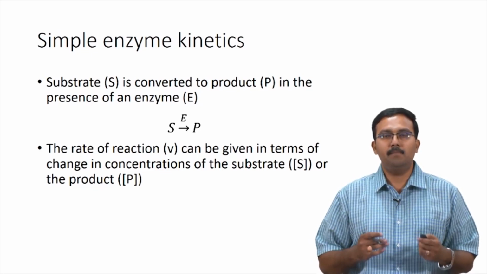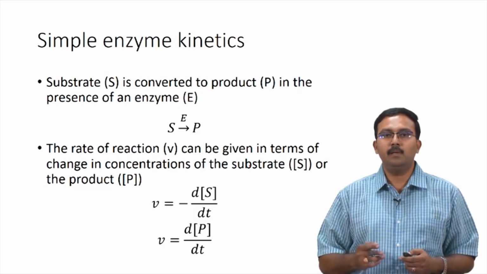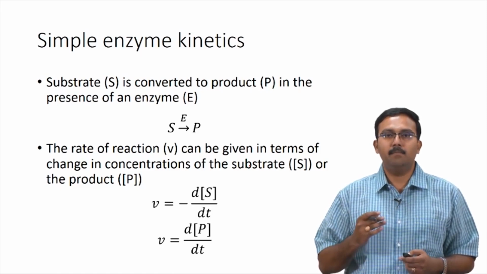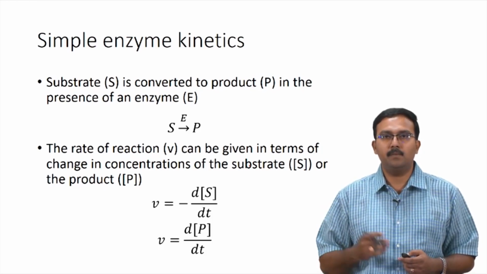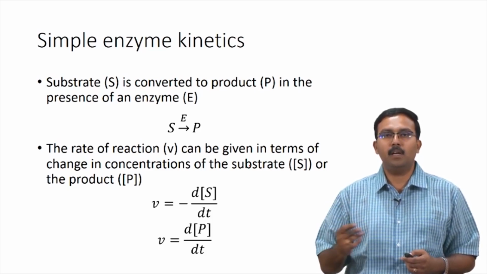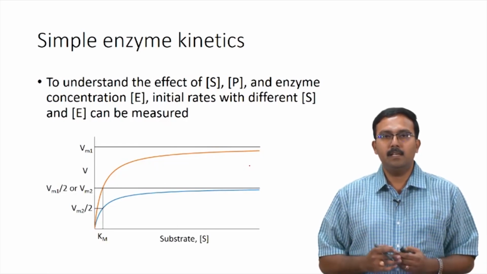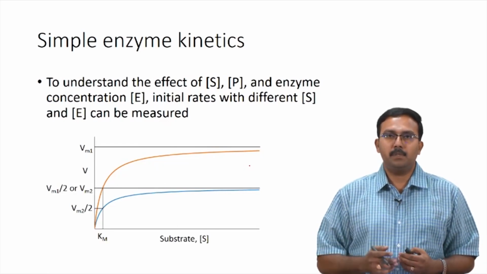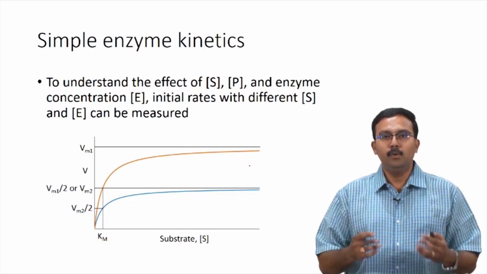So, that would be given mathematically as V equals minus dS/dt or V equals dP/dt, where minus dS/dt is the rate of consumption of substrate S with respect to time, and dP/dt would be the rate at which product is produced with respect to time. So, when you try to understand the effect of substrate concentration, product concentration and enzyme concentration, you get this particular setup.